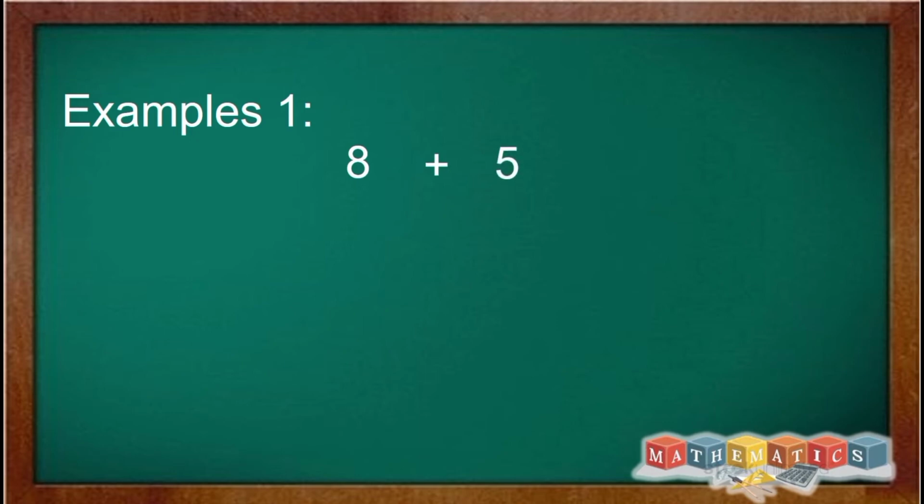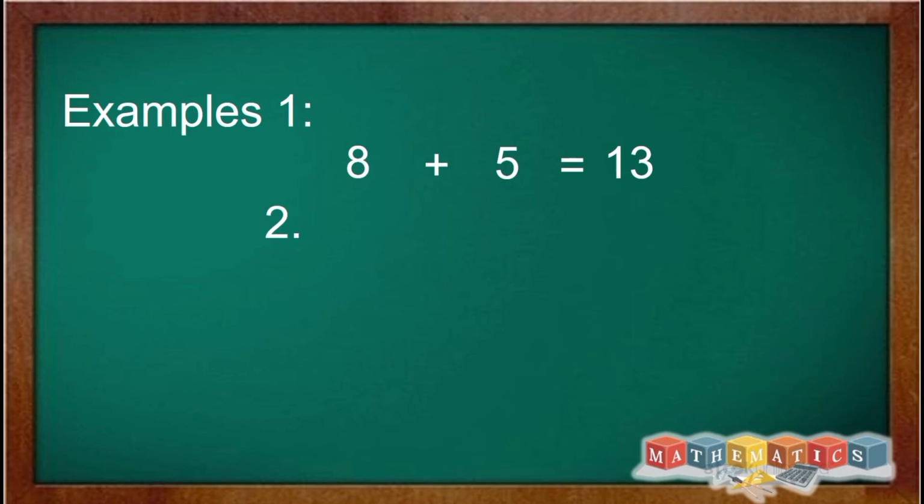For example, what is the answer when you add 8 plus 5? Okay, very good. Notice that 8 is positive and 5 is also positive. They have like signs. So add 8 and 5, then copy the common positive sign. Therefore, the answer is positive 13.